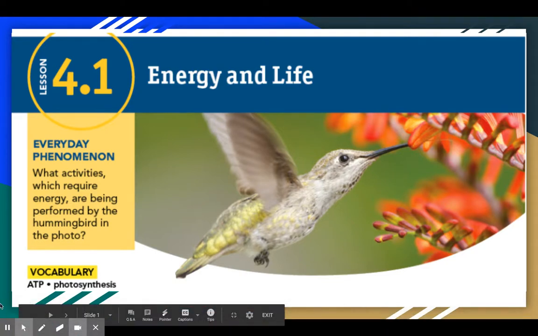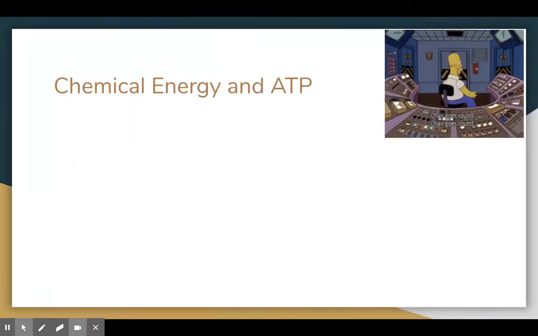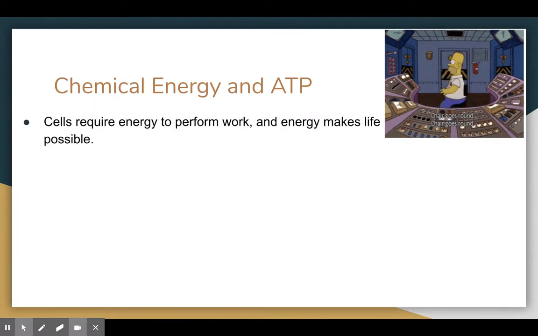Today, our vocabulary words will be ATP. That's going to be a new word for us today. And then photosynthesis is an old word, but we're going to continue talking about it. So starting off, let's talk about the relationship between chemical energy and ATP. Well, cells, which all organisms are made up of cells, they require energy to perform work, and energy makes life possible.